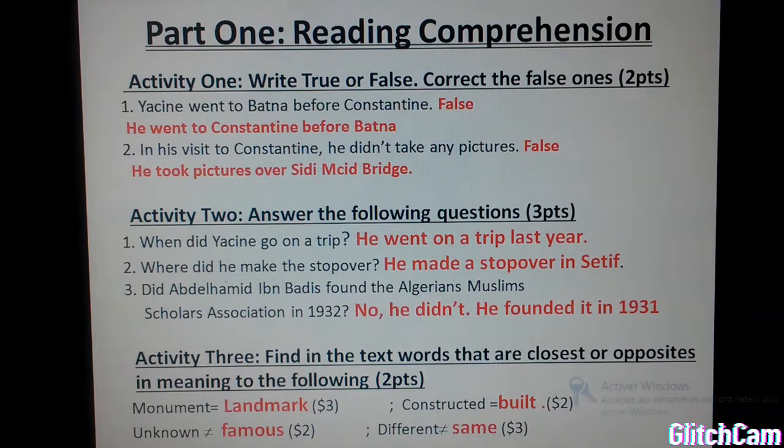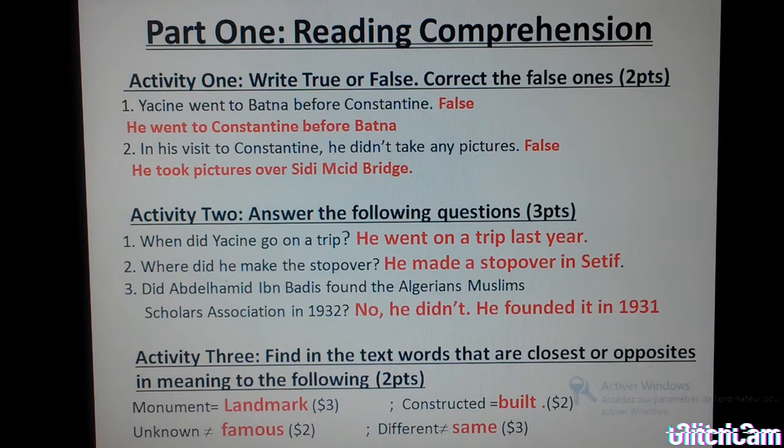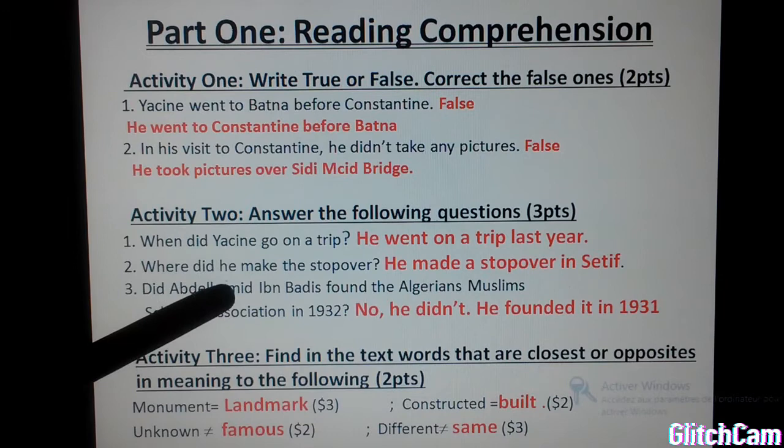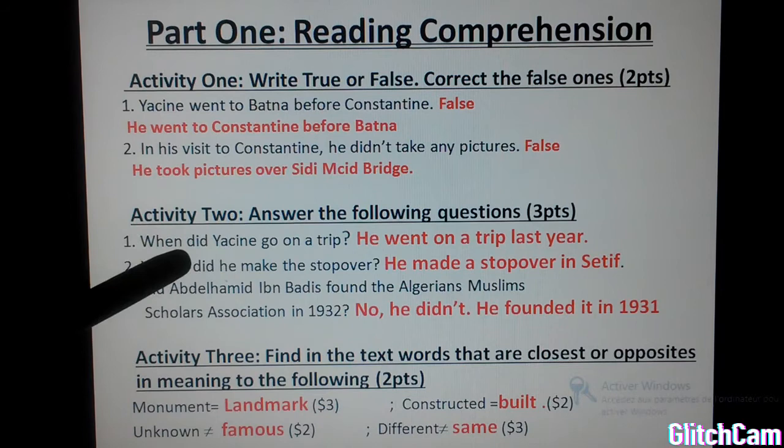Third, did Abdel Hamid ibn Badis found the Algerian Muslims Association in 1932? No, he didn't. هنايا عندكم short answer, يعني جواب قصير. La difference between هادي وهادي, the difference between this question and this question. So these questions are WH questions, يعني في الجواب تصيبوا معلومة. هنا by example وقتاش راح في رحلة؟ راح في رحلة العام الماضي دونك مدينا معلومة.